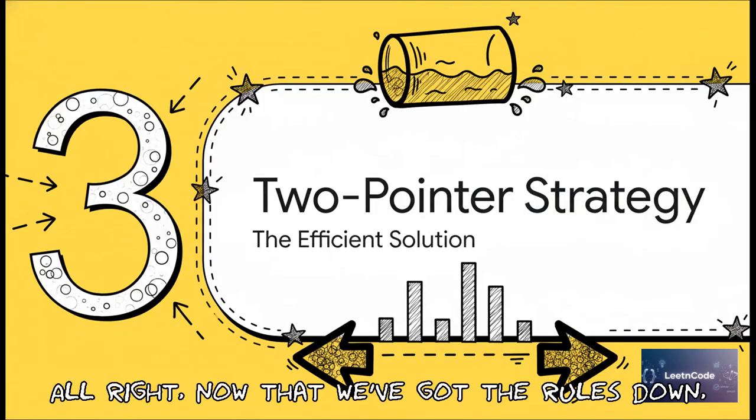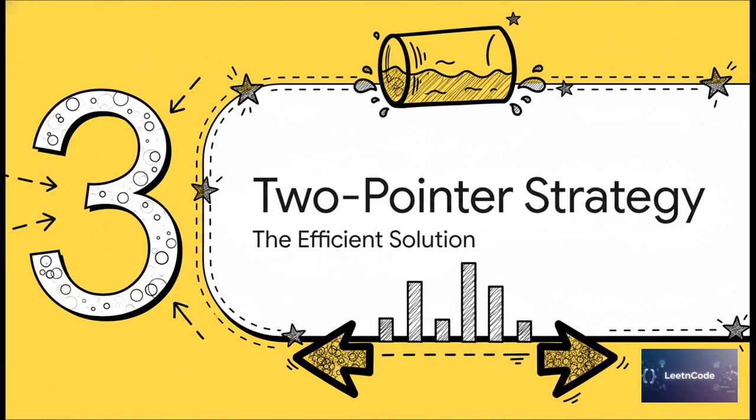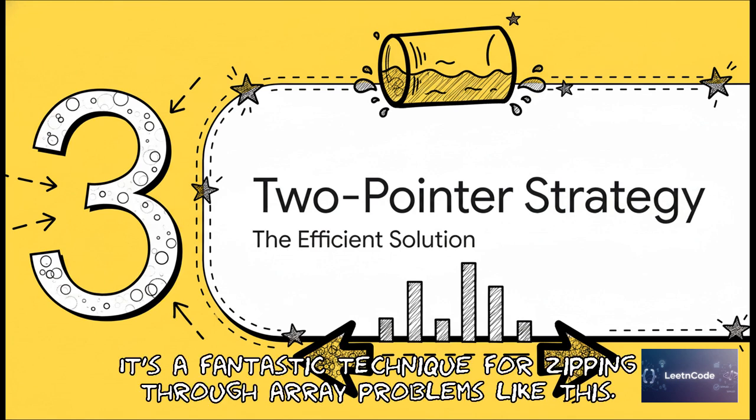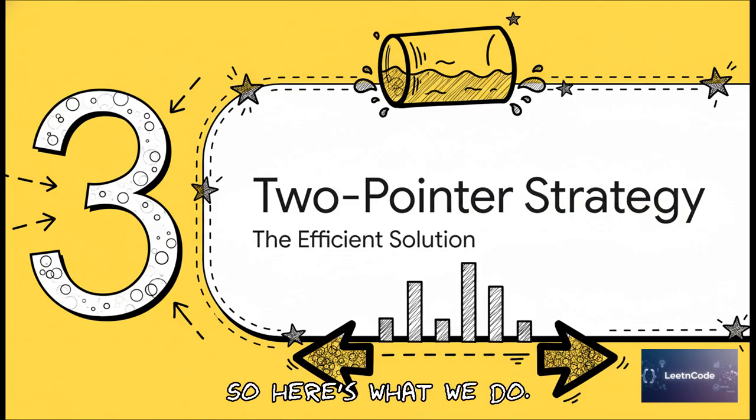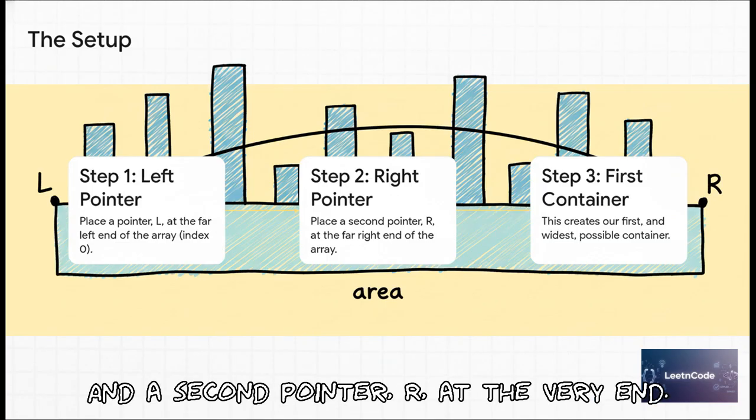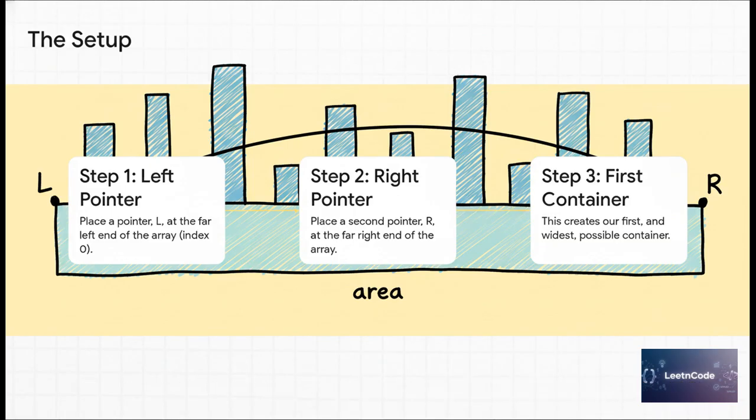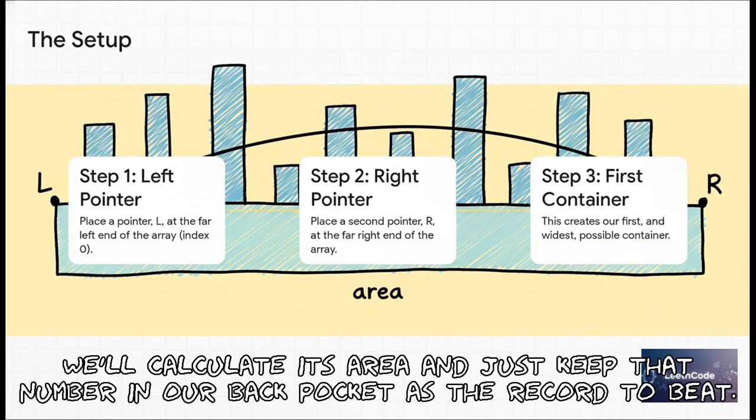All right, now that we've got the rules down, let's pull out the tool that's going to crack this whole thing wide open. The two-pointer strategy. It's a fantastic technique for zipping through array problems like this. So here's what we do. We pop one pointer, we'll call it L, at the very start of the array, and a second pointer, R, at the very end. This gives us our very first container to check, and it's the widest one possible. We'll calculate its area and just keep that number in our back pocket as the record to beat.